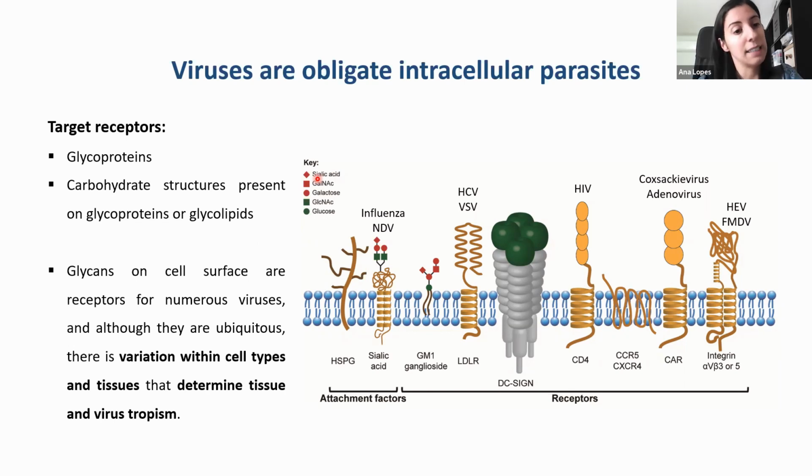it can also occur that a specific variation within cell types exists, and this variation within cell types might be responsible for tissue and virus tropism. So it's a very important step. It's the very first but very important step of virus entry.